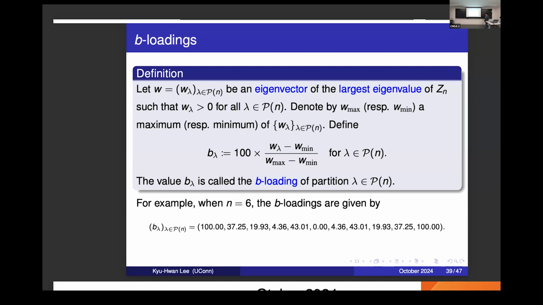This is an example when n is 6; B loadings are given by these numbers. So now (6, 0, 0, 0, 0, 0) has 100, and (1, 1, 1, 1, 1, 1) has 100. Right? And where is the smallest one? In the middle. The partition is (3, 2, 1, 0, 0, 0). And if you know the notion of conjugate, (3, 2, 1) is self-conjugate, and these two are conjugate to each other. So it's different from A loadings.